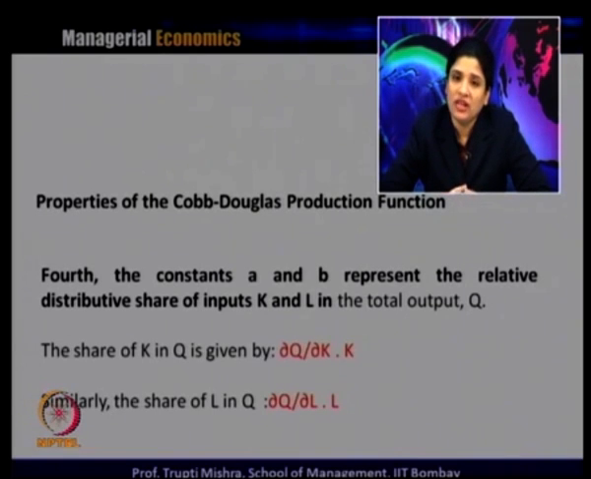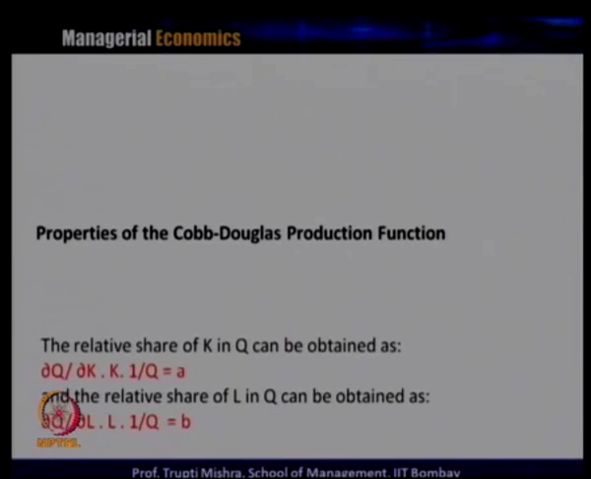So, the fourth property talks about the constants A, B associated with labor and capital, and they generally represent the relative distributive share of input K and L in the total output. In continuation with the fourth property, the relative share of K in Q can be obtained as del Q by del K multiplied by K multiplied by 1 by Q, which comes to A, and the relative share of L in Q can be obtained as del Q by del L multiplied by L multiplied by 1 by Q, that comes to B.